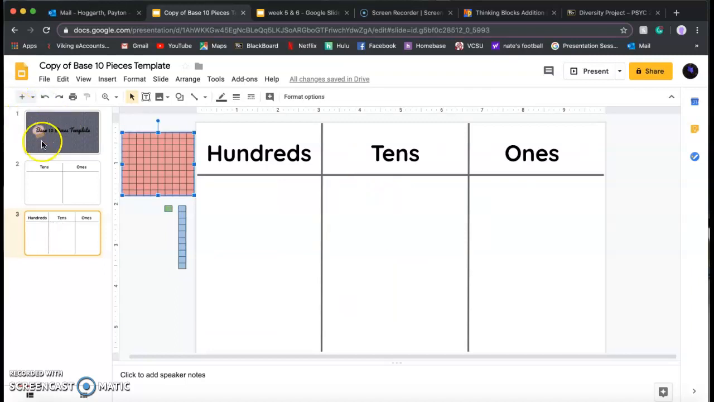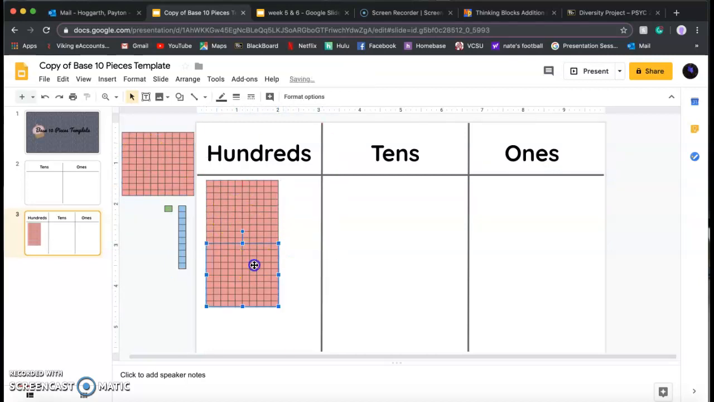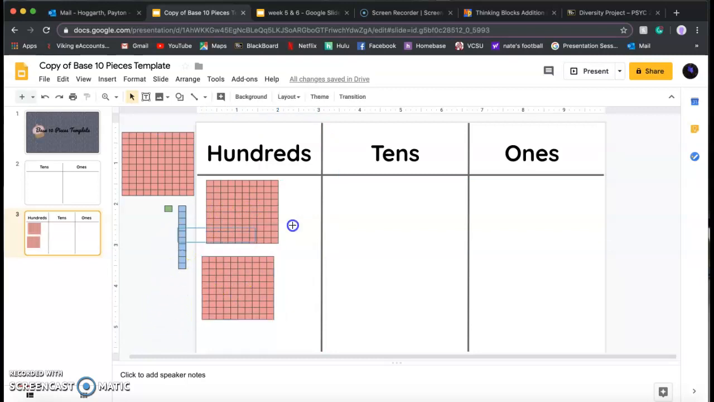Alright, the second problem is 274 plus 247. So first going to do is the 200. And 74. Alright, so there's 200.